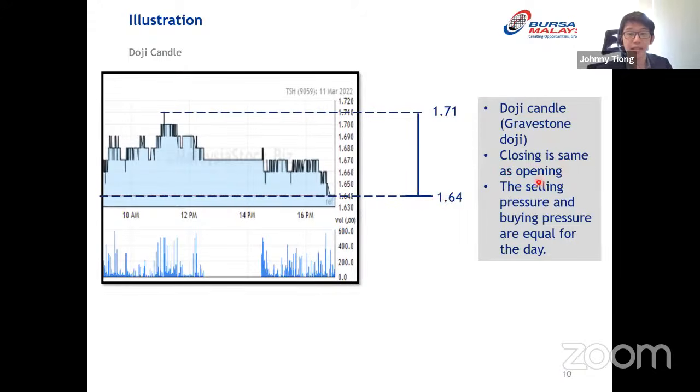So we can say that the selling pressure and the buying pressure are equal for the day. If we just look at the volume on the left and the right, the first half and the second half are almost the same. The buying pressure is on in the morning. After around 11:30, the buying pressure cools down, and then the selling pressure comes in, and towards the end of the day it is the same. So the opening and the closing are the same, meaning the selling pressure and the buying pressure are equal for the day. So that's our doji candle.